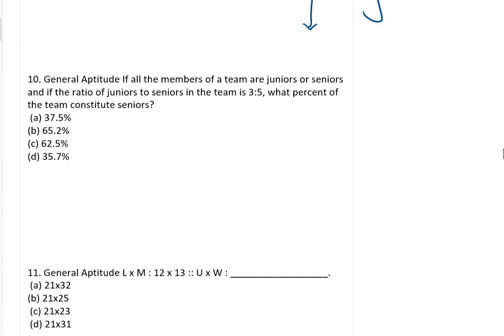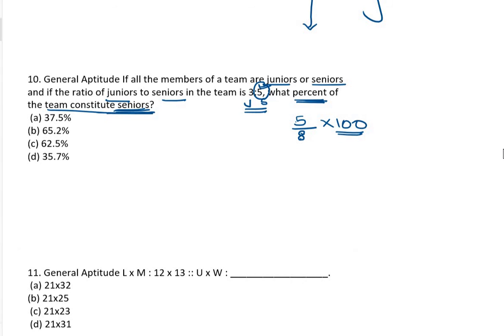If all the members of a team are juniors or seniors, in the ratio of junior and senior, this is junior and this is senior. What percentage of the team constitutes seniors? So we need to find the percentage for seniors. Total is 8. Out of 8 parts, 5 parts are for seniors. Percentage means out of 100. Out of 8, 3 are for juniors. So we have to calculate.